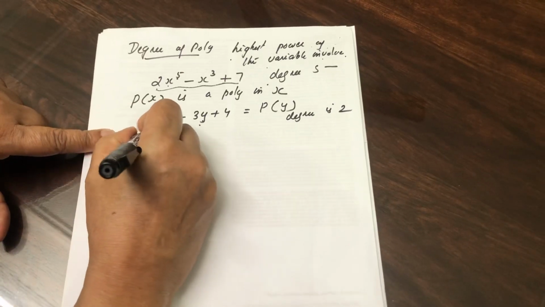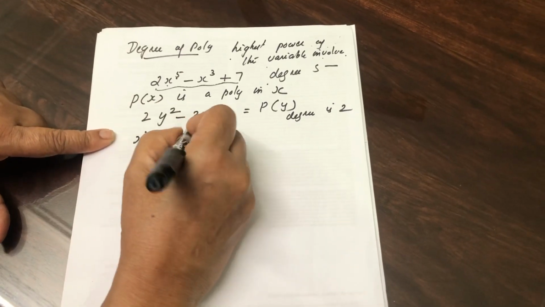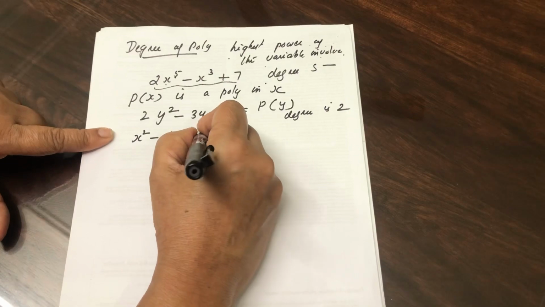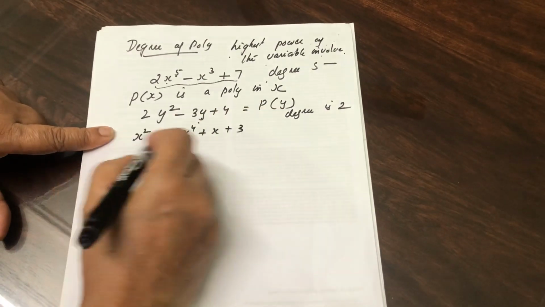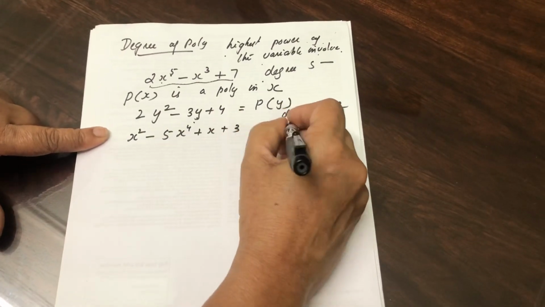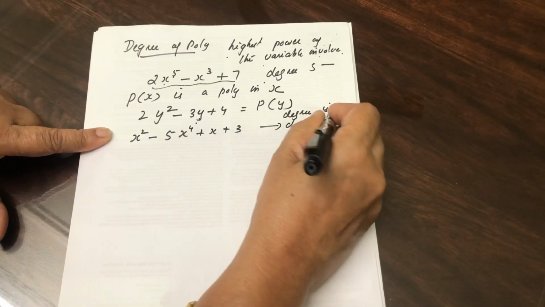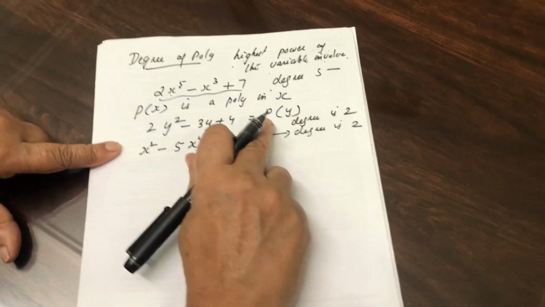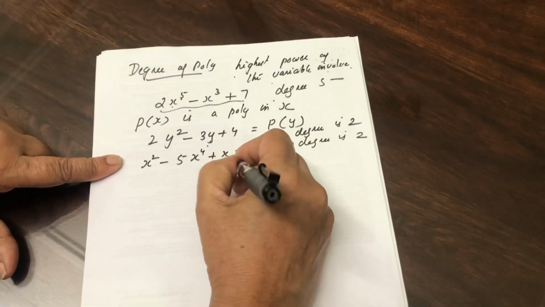So it is x squared minus 5x raised to 4 plus x plus 3. Which is the highest power? It is 4, therefore here the degree is 4. So each polynomial you can write as, here it is a polynomial p(x).